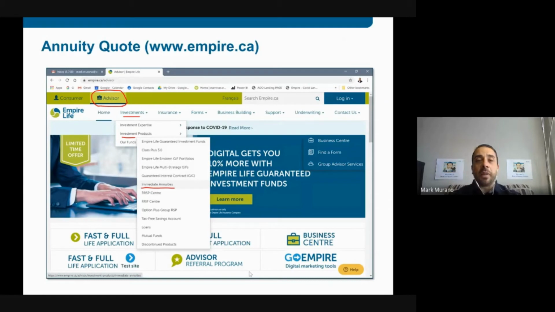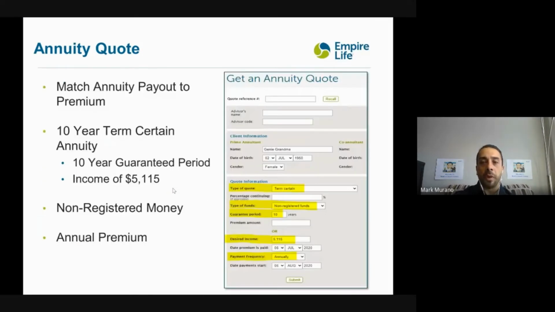Now, the second step to this is we need to build an annuity. If you haven't done an annuity quote with Empire, here's your first look at it. Empire.ca is the basic website. We go to the advisor section: empire.ca, advisor, investments, investment products, immediate annuity. No password required. You simply click on immediate annuity and it'll open up your ability to quote.